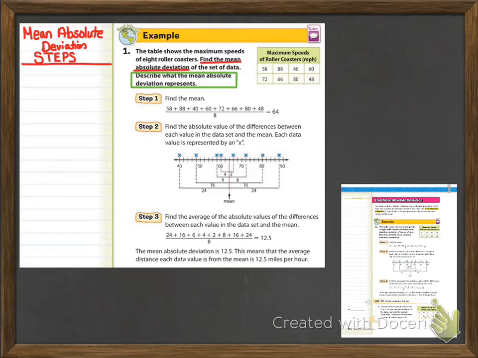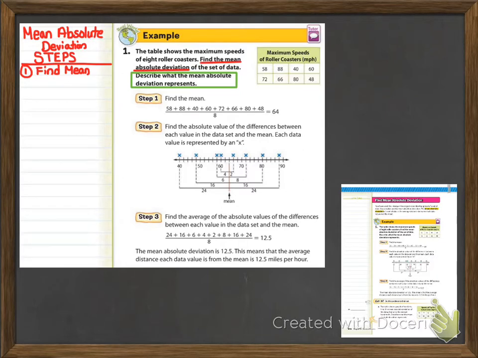Now, I'm going to simplify the steps. It's the same steps that are here on this page, so please write neatly because you're going to want to refer back to your notes. So the first thing that you're going to do is find the mean of the maximum speeds of the roller coasters.